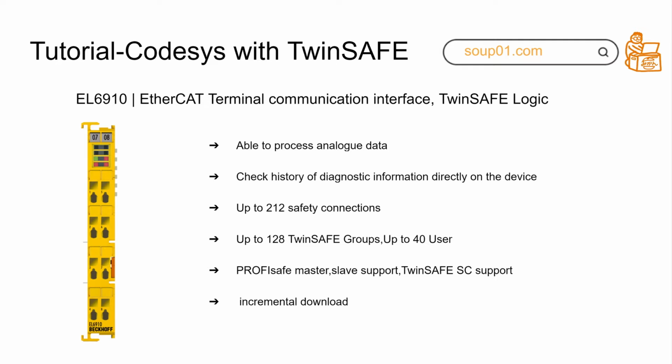It also provides incremental download. So what is this feature? It's a very interesting feature because the EL6910 actually separates the parts by checksums, for example the parameters and program, etc. It will download only the part whose checksum has changed, so it is very efficient for you to download your project.